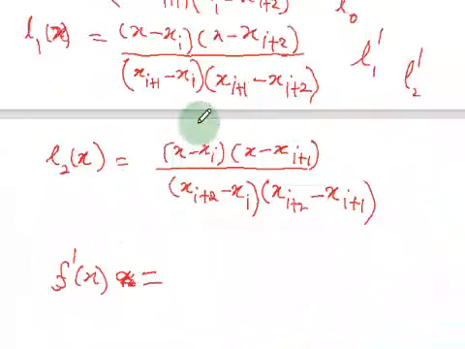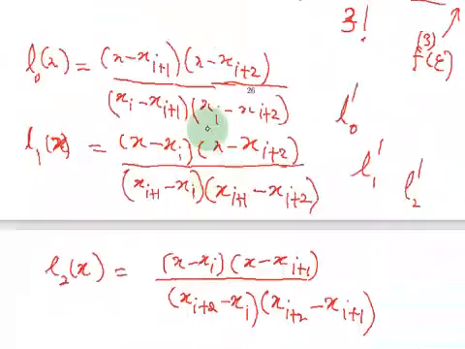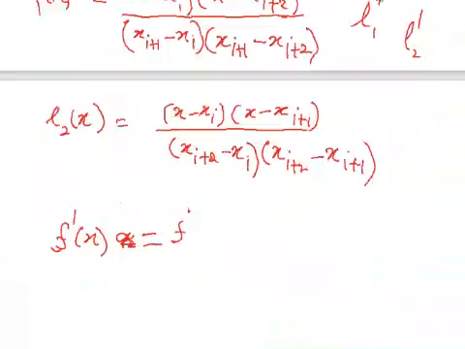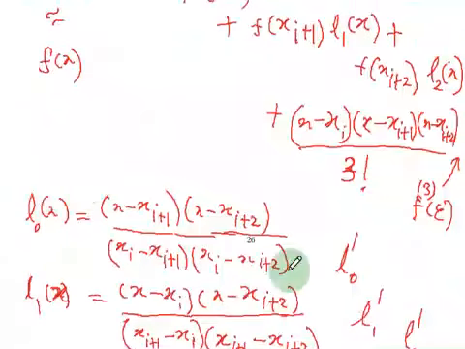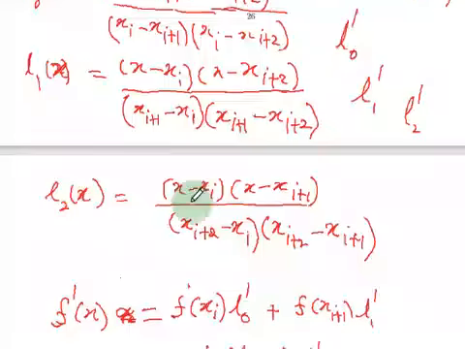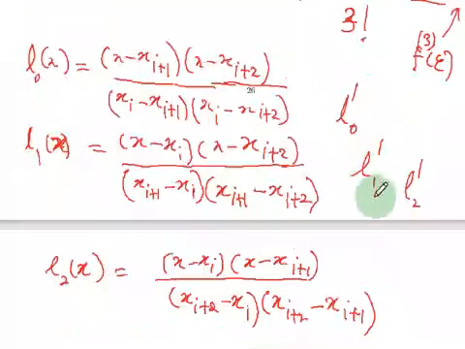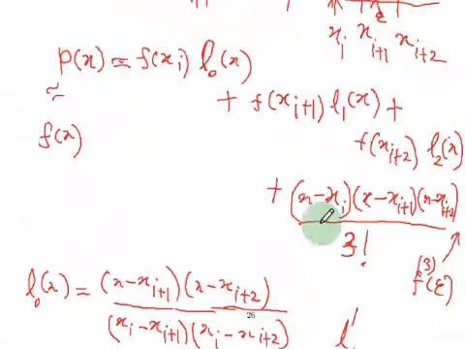So this would be f of xi. Let me write that. Alright, this one, f prime is equal to f of xi times the first derivative of this cardinal function, plus f of xi plus 1 times the derivative of this, plus this, and you have to differentiate this one as well with respect to x, right, to find the error.